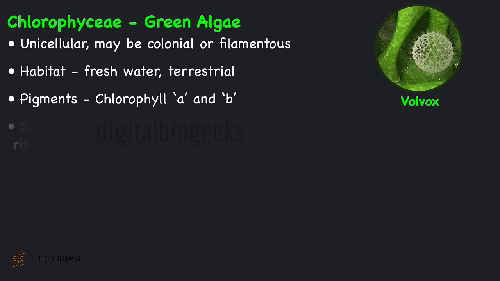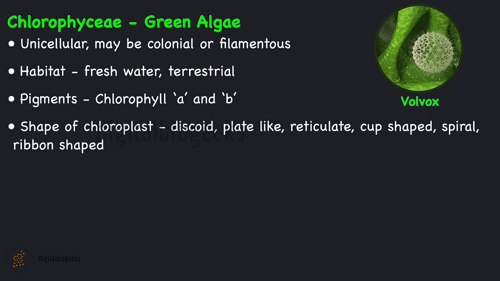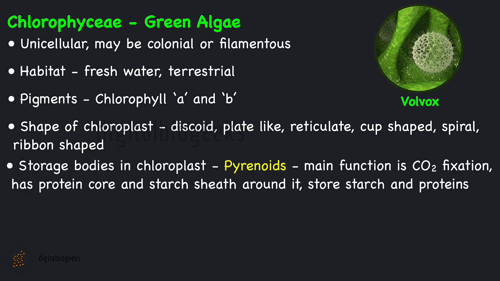The shape of chloroplast might be varying in different species from discoid, plate-like, reticulate meaning cylindrical shape, cup-shaped, spiral or ribbon-shaped. They have storage bodies in their chloroplast called pyrenoids. Pyrenoids are like small compartments inside the chloroplast. Pyrenoids' main function is to act as centers of carbon dioxide fixation.